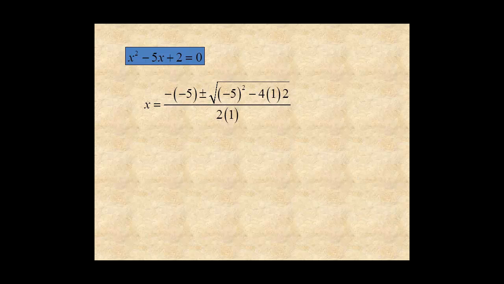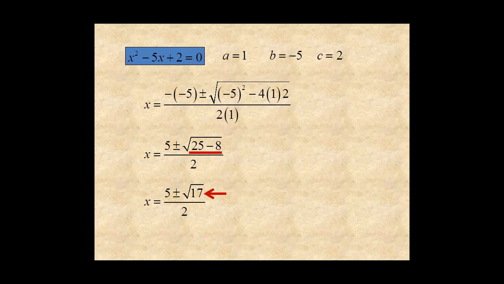For this equation, the leading coefficient a is equal to 1. The linear coefficient b is equal to -5, and the constant c is equal to 2. Then negative b, which is negative -5, is positive 5, -5 squared is positive 25, and -4 times 1 times 2 is -8. Finally, 25 minus 8 is 17, and the solutions are irrational.